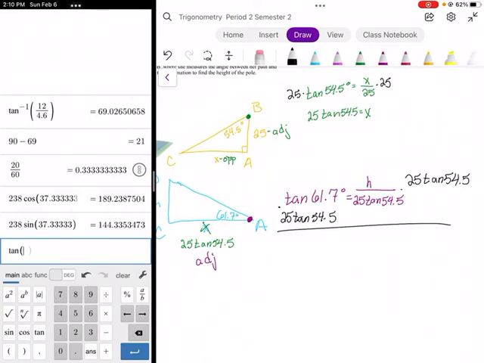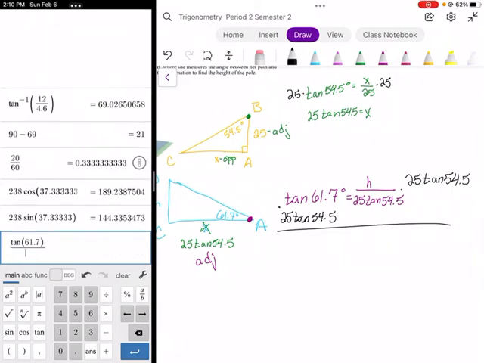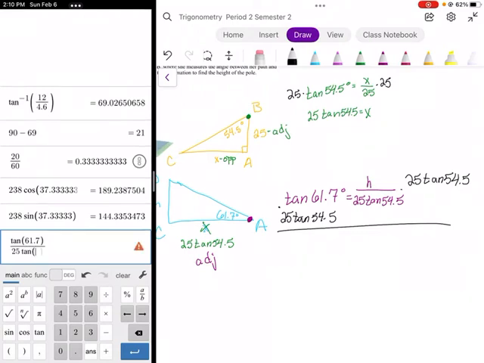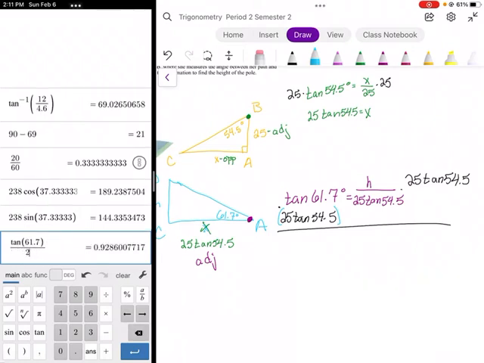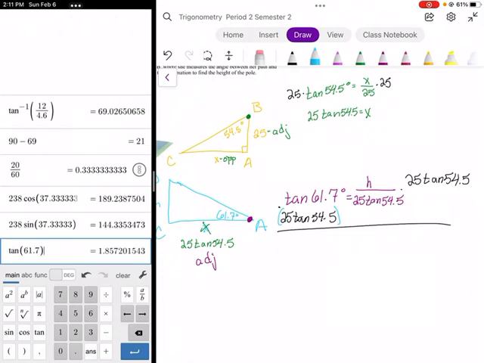So we're going to do the tangent of 61.7, and we're going to divide that by 25 tangent of 54.5. Now make sure if you're typing this into TI-84 and you're not using the fraction function, that you put, oh, I did this wrong. I'm sorry, we're supposed to be multiplying, not dividing. Sorry about that. So I guess ignore that, you won't need parentheses because you are multiplying this.